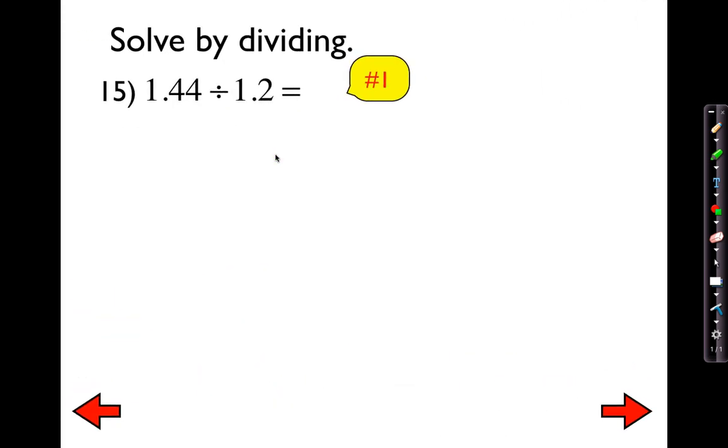Okay, now let's go ahead and pause the video and practice some division. Go ahead and try number 15 and 16 on your own.